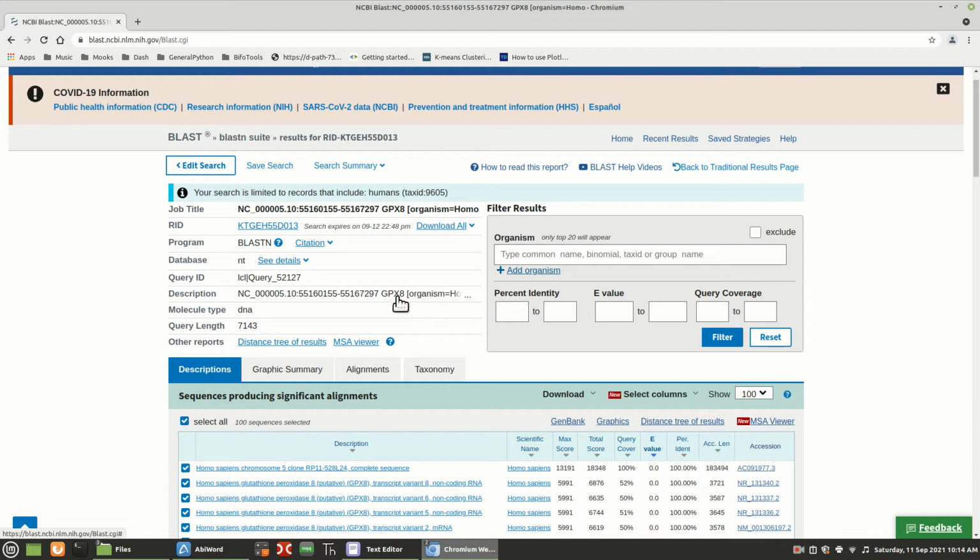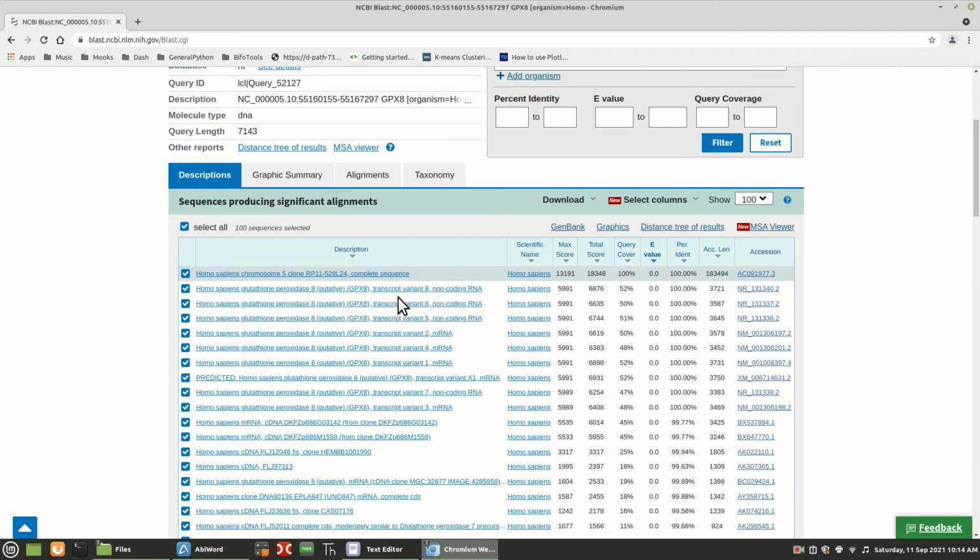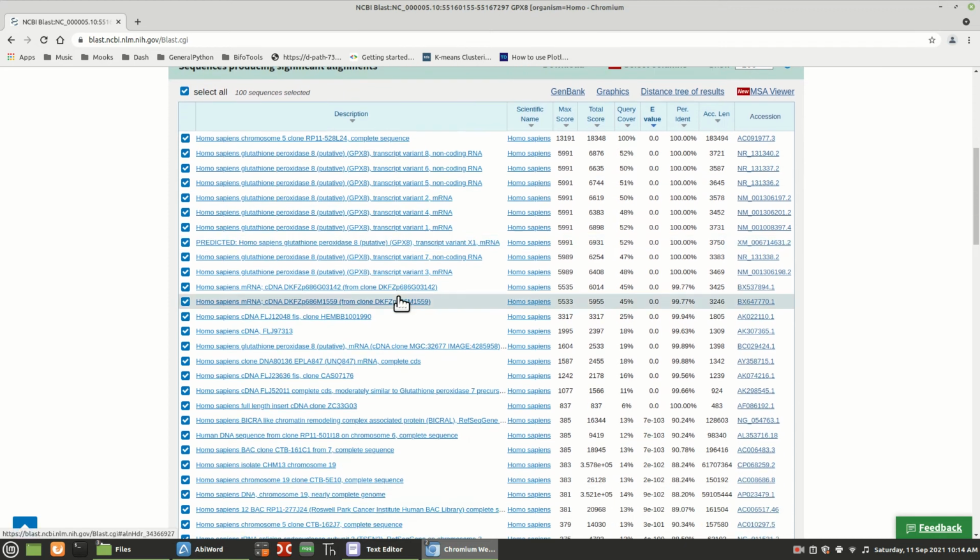Now you would expect it to be the other GPX genes, but you have to search just to make sure to see what you get. So here are the results from that search. Now as you can see, I get 100% on both of these plus a 0 e-value, which means this is the actual sequence that I searched with. And then here are the other things.